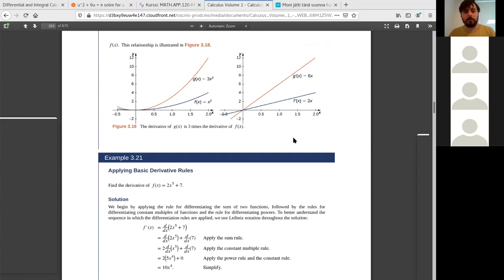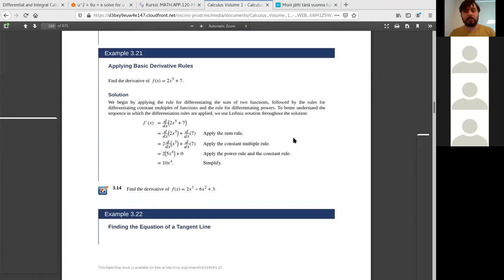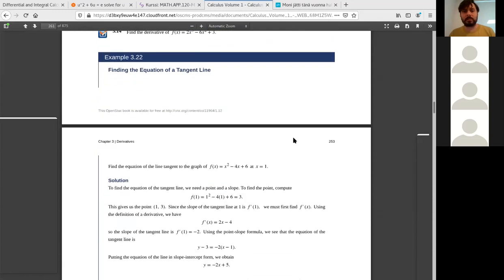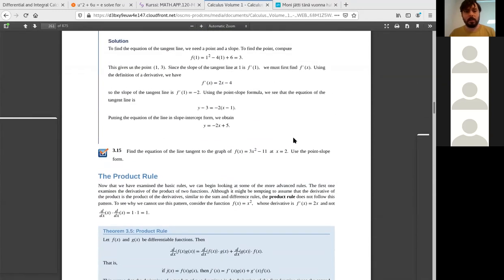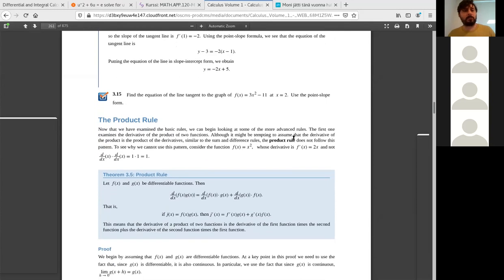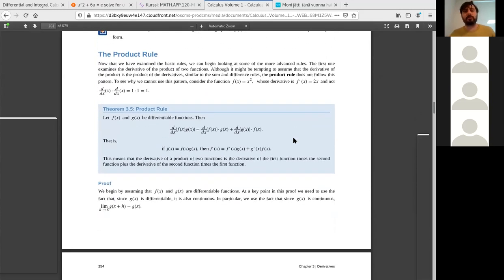Here are some derivative rule examples. Not going to go there. We'll find those during the exercises. We'll go through these a little bit. And an important rule here is also the product rule. So this is a bit harder.